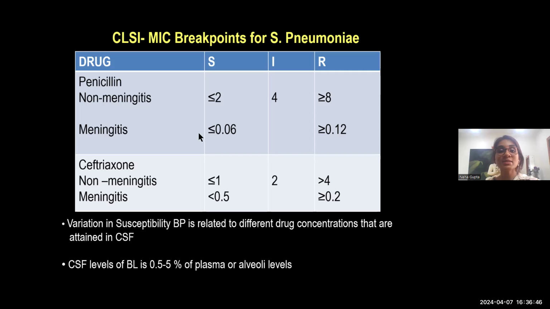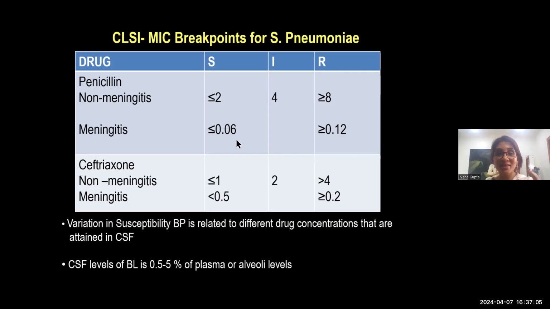For meningitis, the susceptibility breakpoints for the penicillin as well as for the ceftriaxone are lower. This is because the penetration of the beta-lactams into the brain is limited, and that is why the CNS breakpoints are different from the non-meningeal breakpoints.